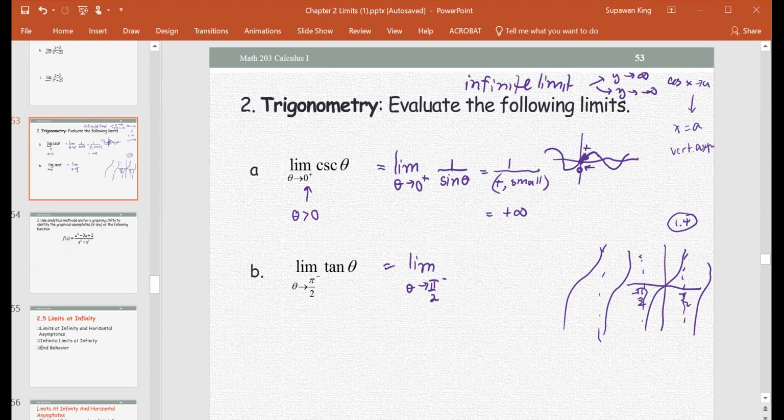As theta approaches pi over 2, where's pi over 2? Right here, coming from the left side, the negative side. What is the behavior of the function? It's going all the way up. Therefore, this is approaching positive infinity. Okay, use the graph. And don't feel intimidated by the function, because trig might not be your favorite function to work on, but use the same technique that you used for the other kinds of functions. You're going to get this.